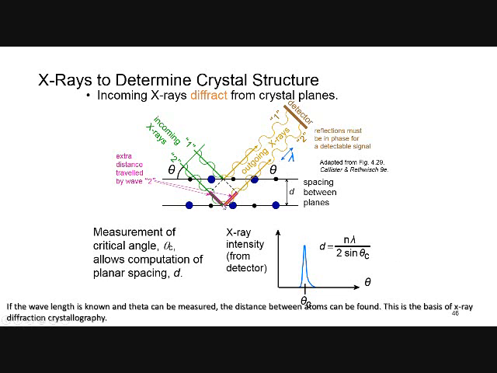Of course, if these two rays are detected by the detector, the extra path should be an integer multiple of lambda, the wavelength of the ray. So we end up with this relation, as you can see here. If we have the wavelength and theta, which is the angle of the ray hitting the crystal, then we can find the distance between atoms. This is the basis of X-ray diffraction crystallography.